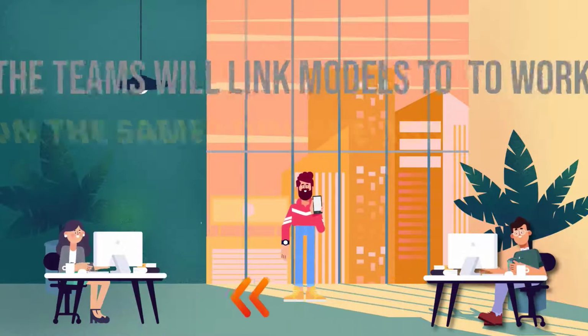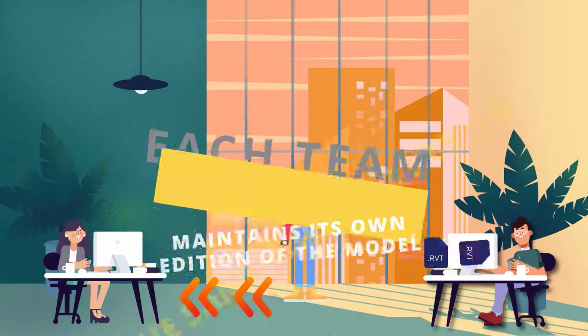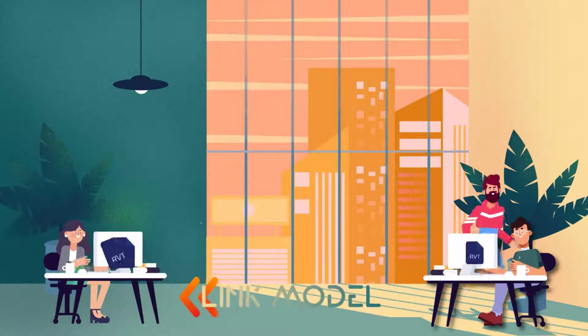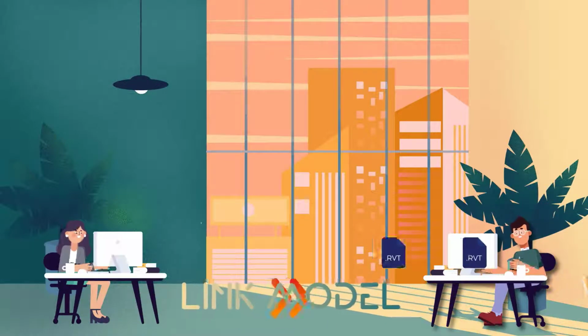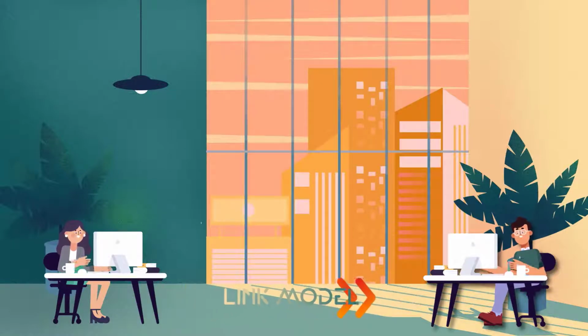The teams will link models to work on the same building design. Each team maintains its own edition of the model and uses Revit software to develop the design for their discipline. Each model is linked to the other models to share information about changes to monitored elements in the building design.